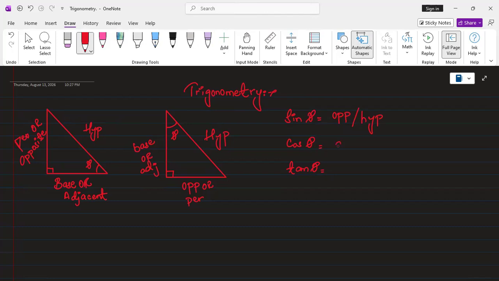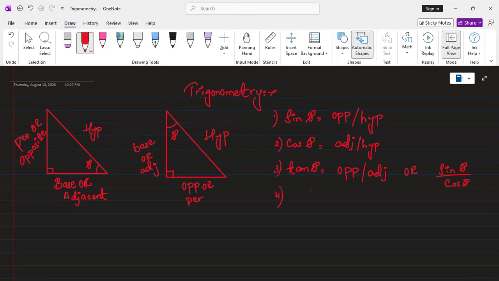Cos is the ratio of adjacent over hypotenuse, and tan is the ratio of opposite over adjacent, right? And as well, tan can also be written as sine theta over cos theta. So yeah, this is sine theta divided by cos theta. So these are the basic fundamental identities that everyone should remember. What is sine, cos, and tan?